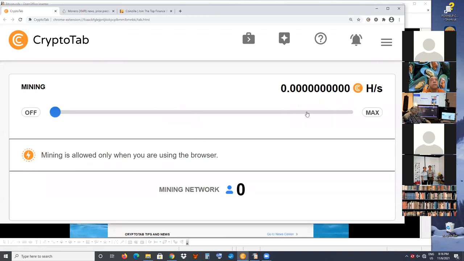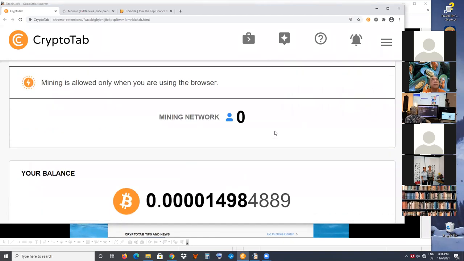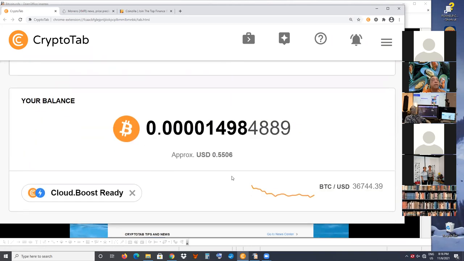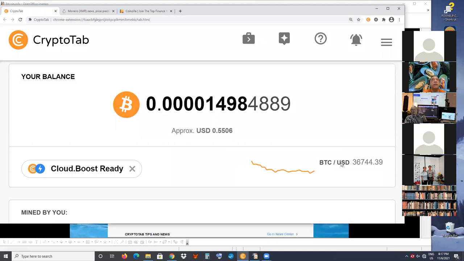If I turn it off, then it stops computing. Then I can turn it on, and it starts calculating. Your computer may run a bit slower, but you won't notice it. I ran for around 6 days, and I earned only 55 US cents. Of course, if the Bitcoin price goes up, then the value I earn will go up, because I earn in Bitcoin. You can cash out, but for this small amount, you cannot cash out.